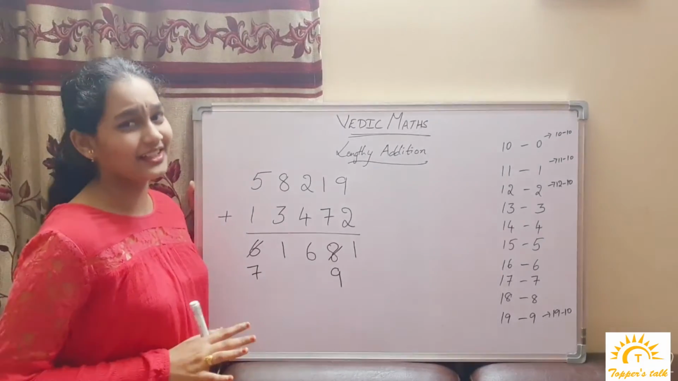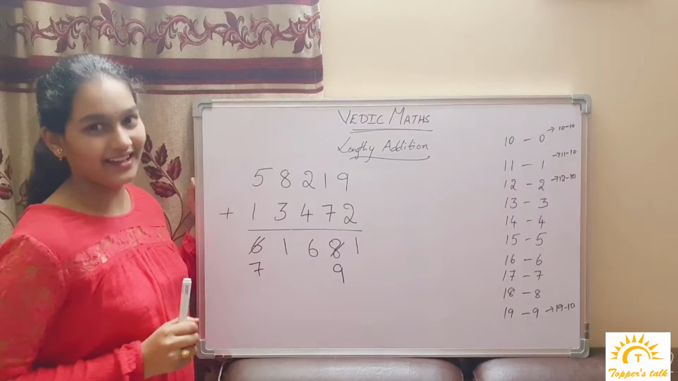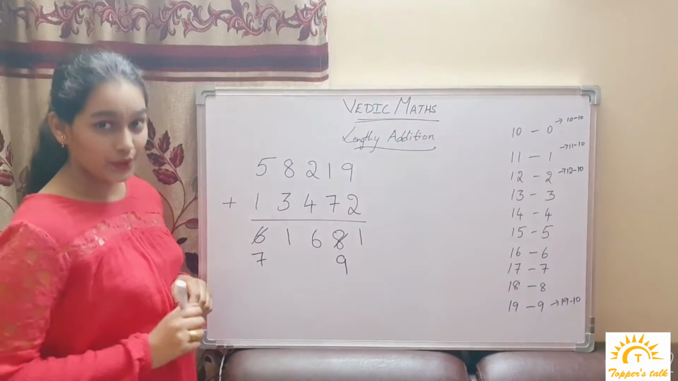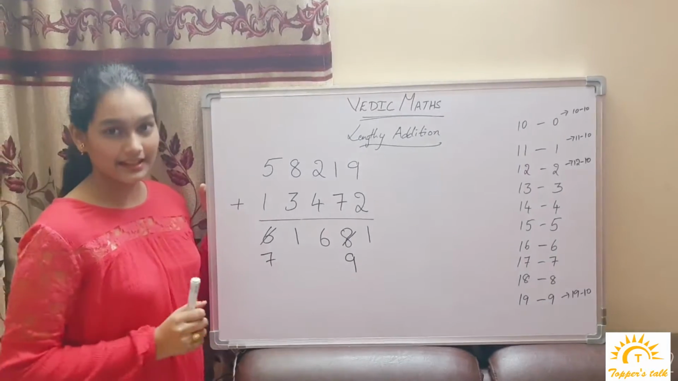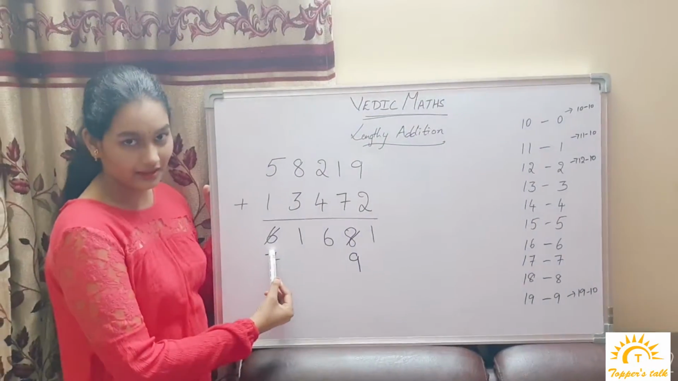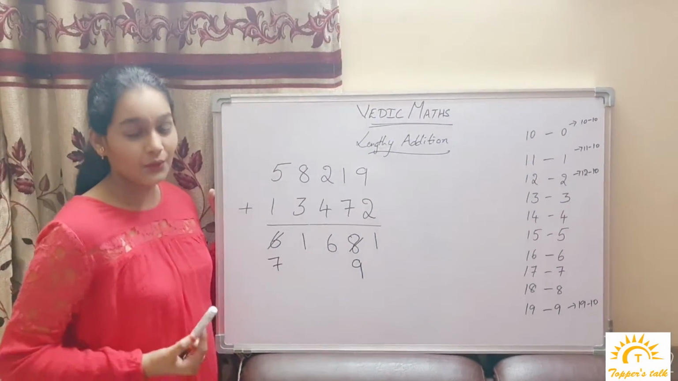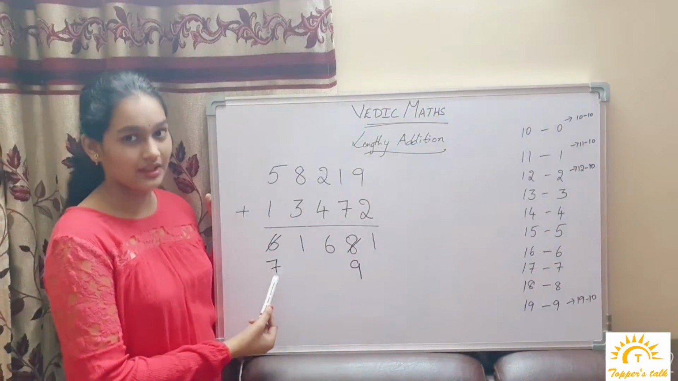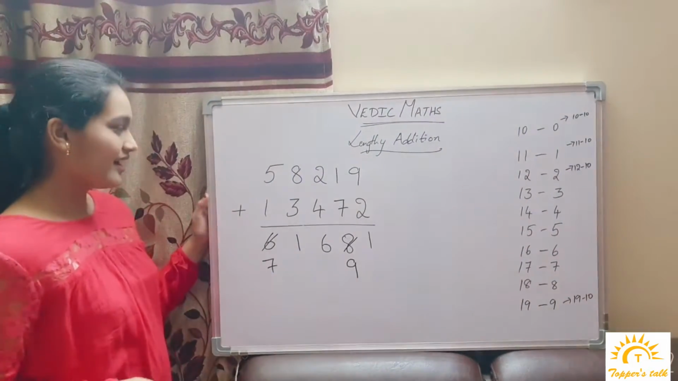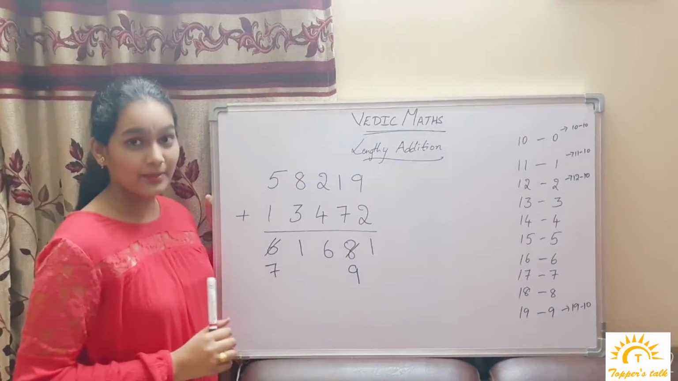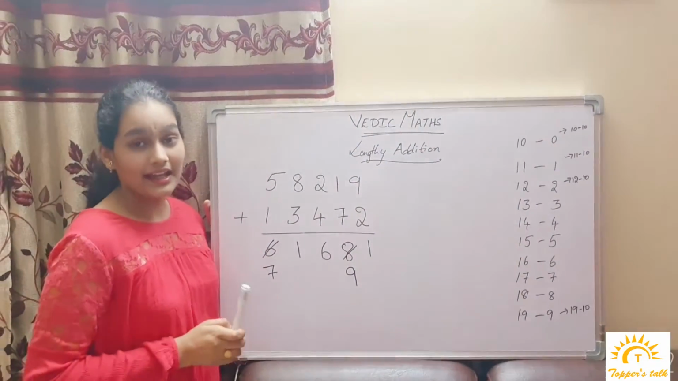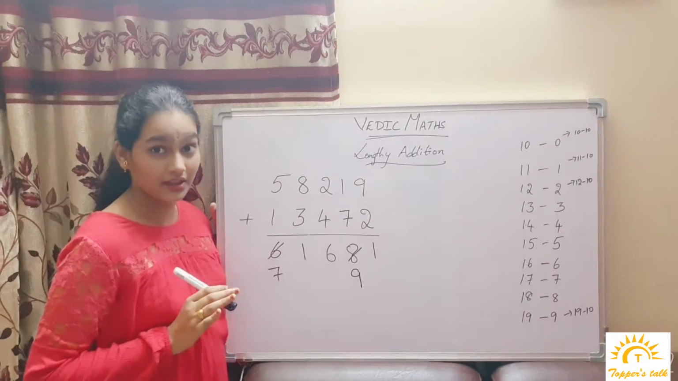I know it's a bit confusing, so I'll explain again. First, you have to do 5 plus 1, which is 6. So I wrote 6 here. And you might be thinking why I crossed out this 6 and wrote 7. I'll get to that later. Then you have to do 8 plus 3. 8 plus 3 is 11. And 11 is a double digit number.